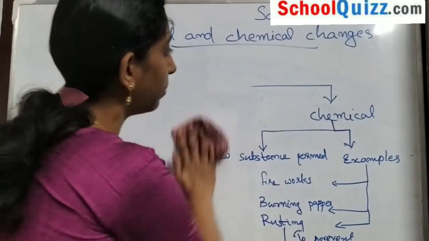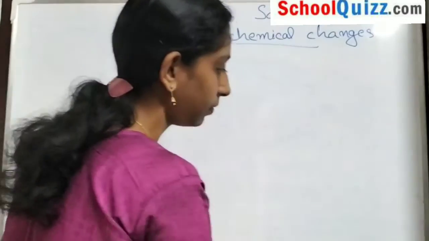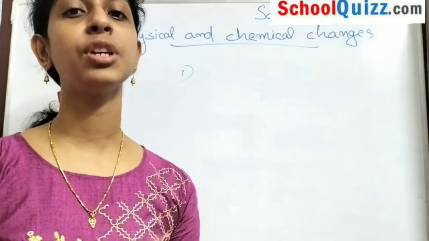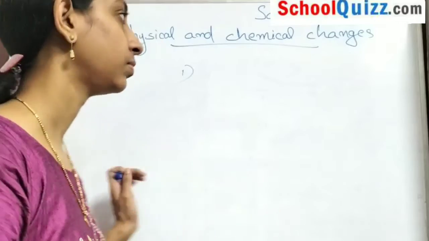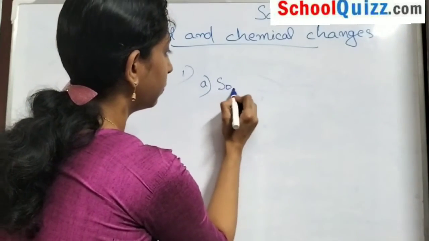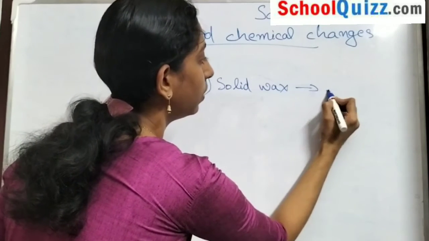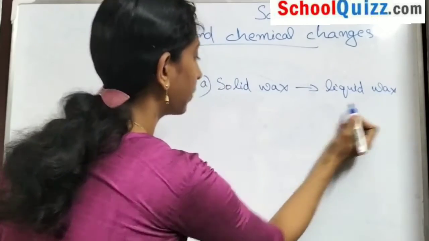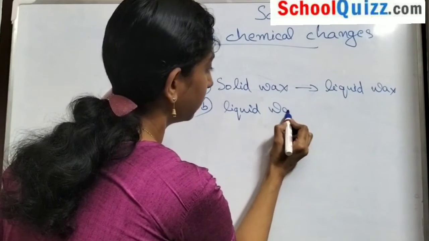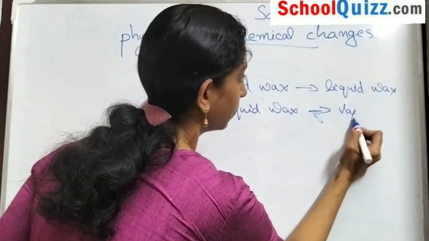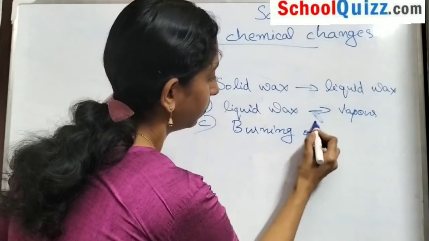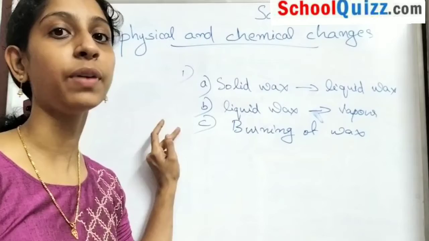Next, we are discussing some important questions in this chapter. The first question is: in burning of a candle, what changes occur? When a candle is burned, the solid wax melts to liquid wax. The next change is liquid wax to vapor. The third change is burning of wax. These three types of changes occur when a candle burns.